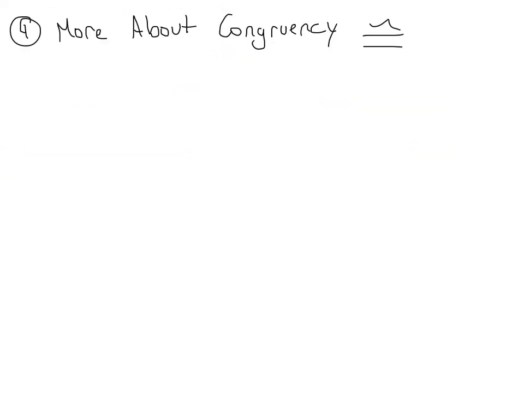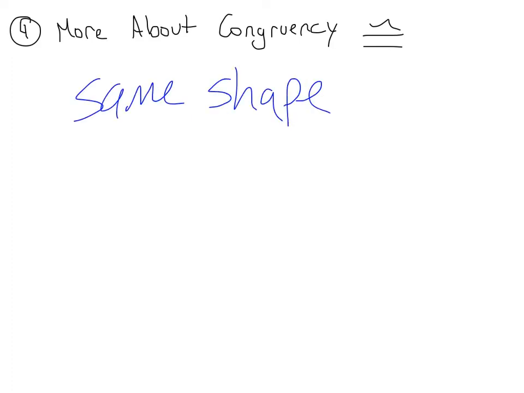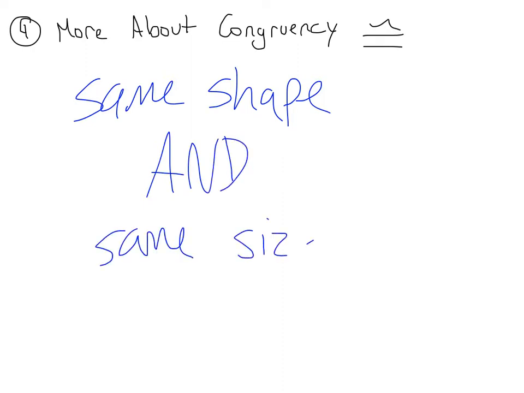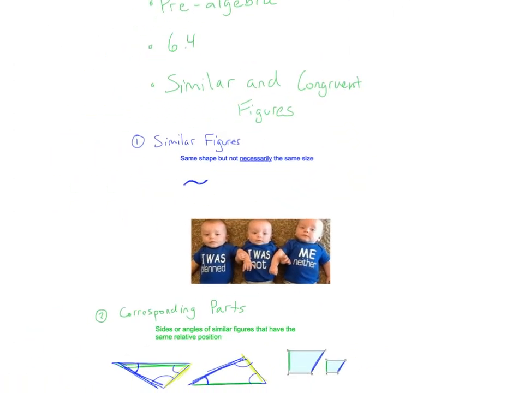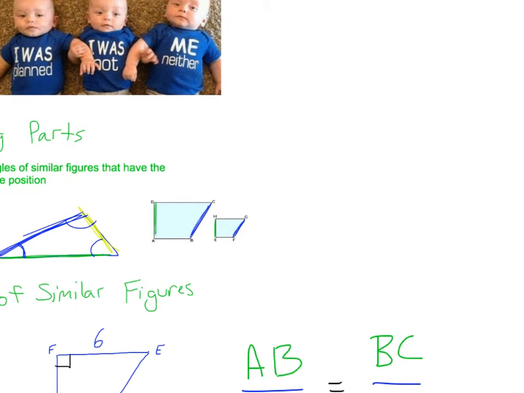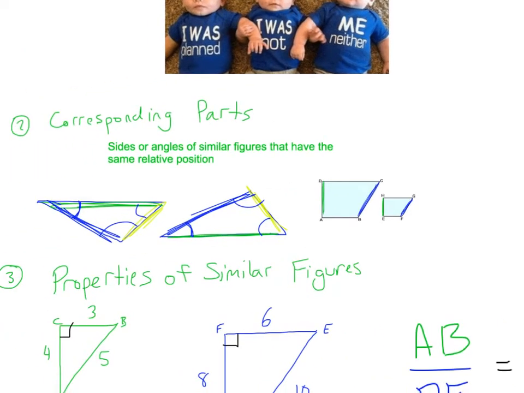Okay, so let's talk a little bit more about congruency. Two figures are congruent if they have the same shape and the same size. So if we go back up to right in the beginning, these two figures that we talked about here, were they congruent? No. Were they similar figures? Yes, they are similar figures.